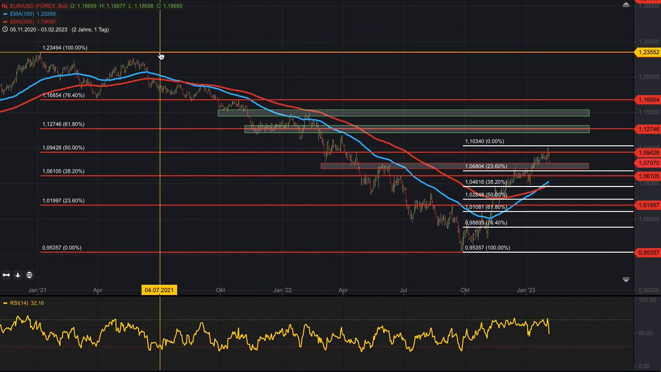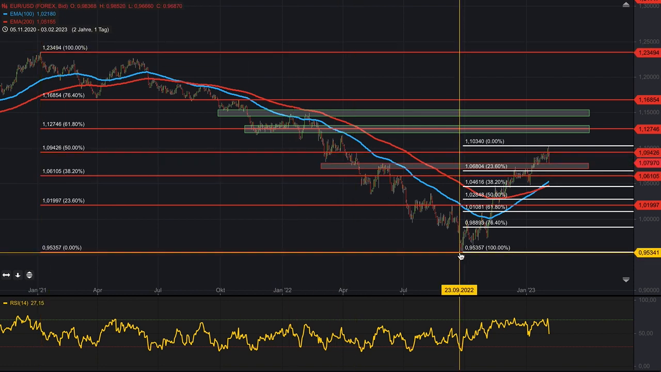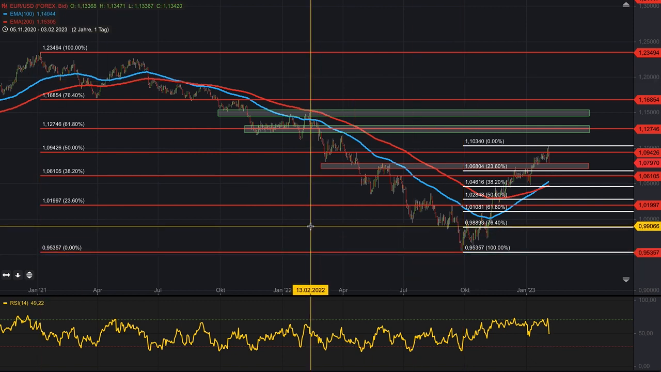Alright, let's have a look at the Euro-US dollar currency pair on a daily basis right now. As you can see, that is a Stocks3 platform here, and I'm analyzing the Euro-US dollar rate from the long-term high here from January 6/21 from the 123.49 marker as a 100% going down to that multi-year low here at 28 of September 22 at 0.9535.7.